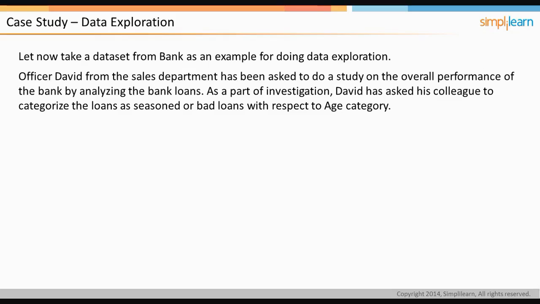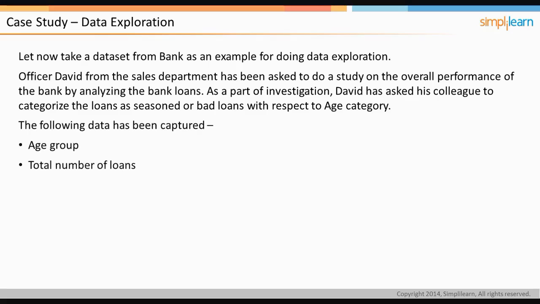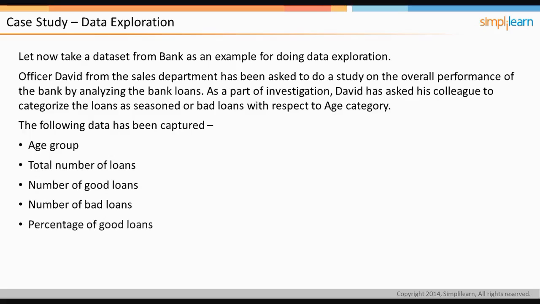As part of the investigation, David has asked his colleague to categorize the loans as good or bad loans with respect to age category. The following data categories have been captured: age group, total number of loans, number of good loans, number of bad loans, percentage of good loans, percentage of bad loans. In the next slide, we will have a look at the data.